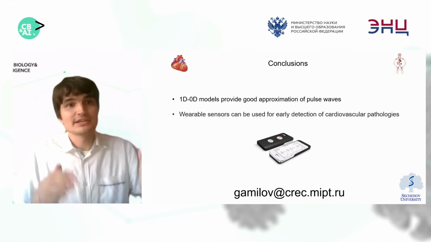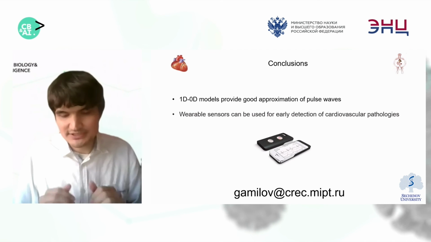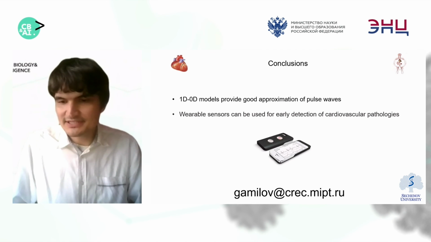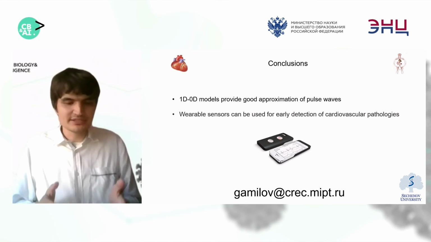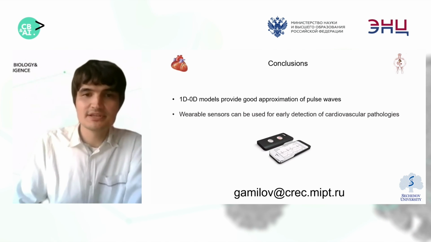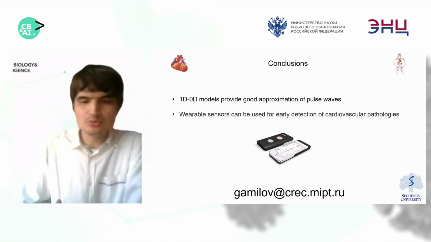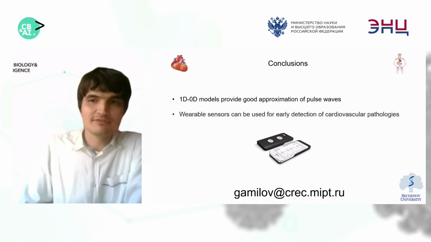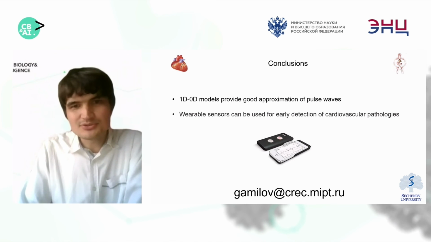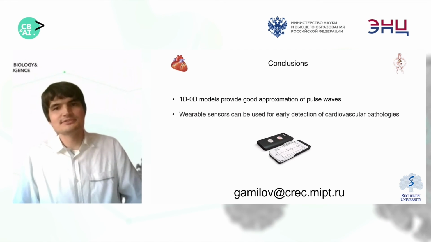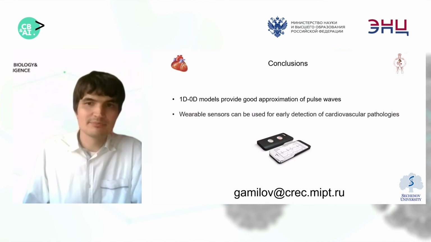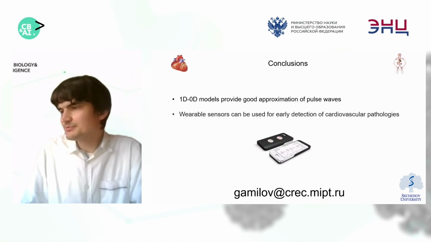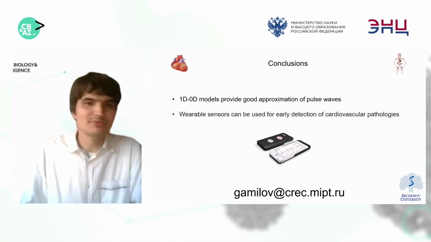So in conclusion, I'd like to say that 1D and 0D blood flow models provide a good approximation of pulse wave, and this enables us to create synthetic databases that help us hone and develop new methods for cardiovascular disease diagnostics. And also we can use wearable sensors for early detection of cardiovascular pathologies and for population screening. Hopefully this will be implemented in the foreseeable future.